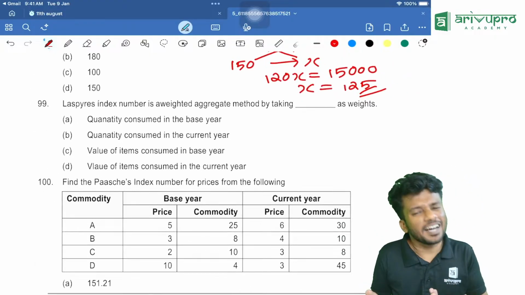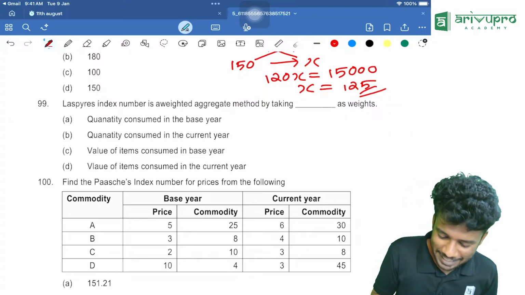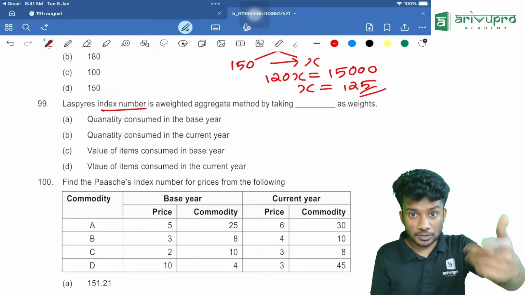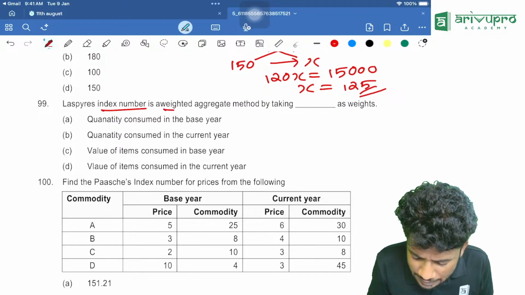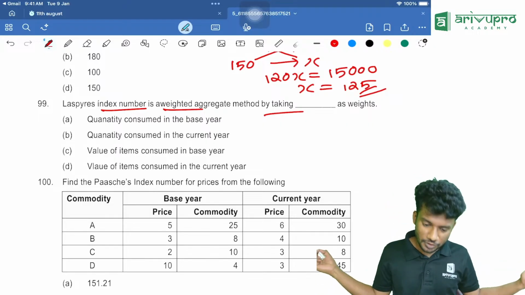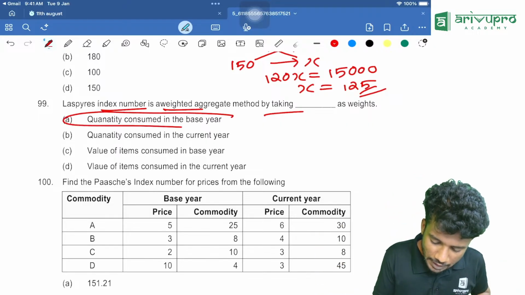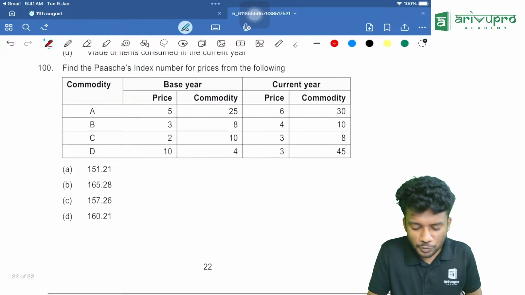Now the next one, an easy question, the second last question. We are almost at the end. Laspeyres index. After this, doubt solving will be there. Now, Laspeyres index is a weighted aggregative method by taking what? The quantity consumed in the base year. Next, the final question.